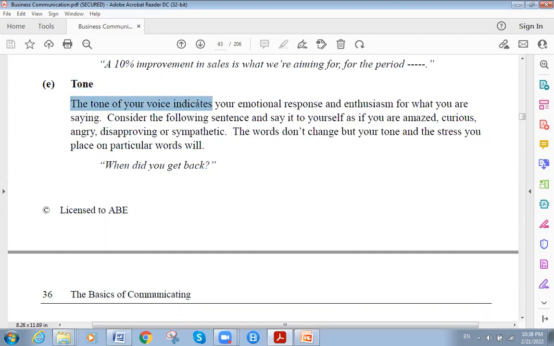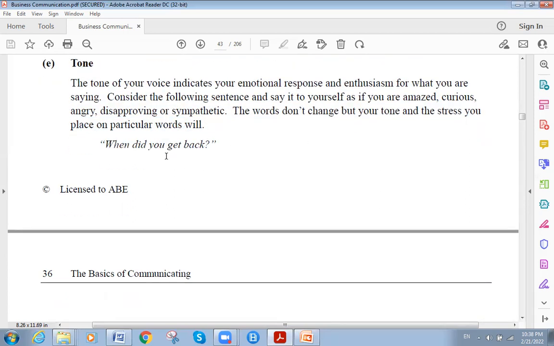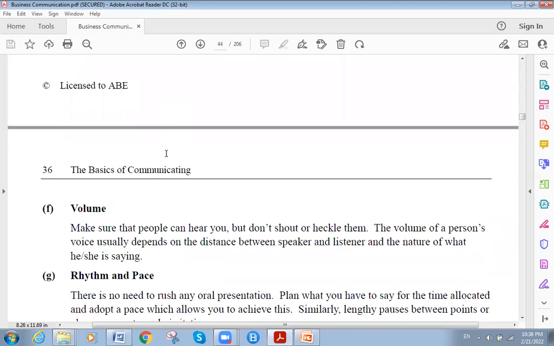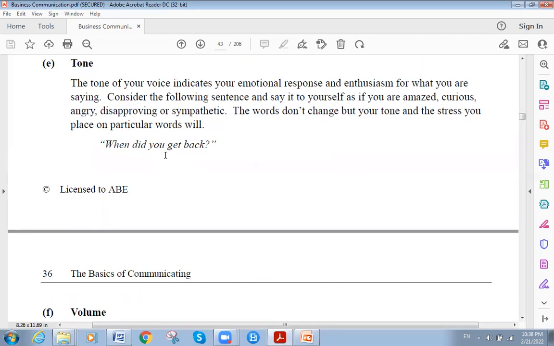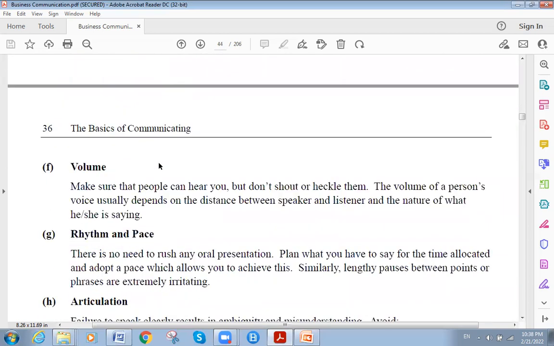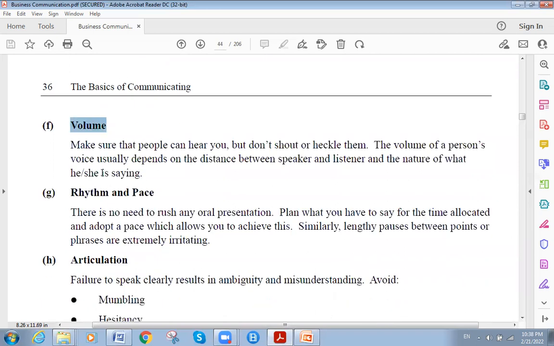The tone of your voice indicates your emotional response and enthusiasm for what you are saying. So this is the tone. The word itself is not changing, but the way you stress and the way you tune particularly change the sentence and the way you are talking, by the tone, the volume.